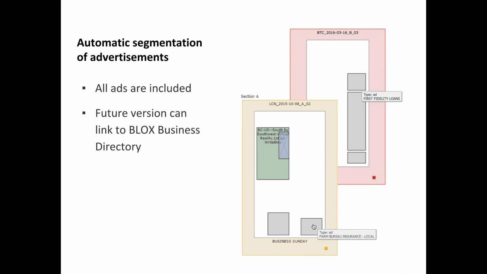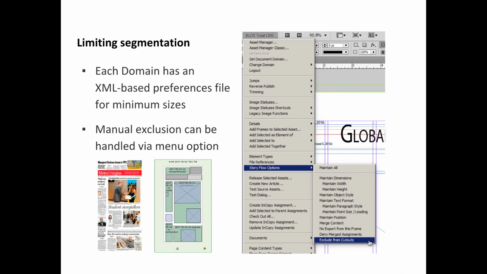So there are occasions that you need to limit segmentation, and the automatic segmentation that Adobe InDesign does with the BLOX Total CMS client can get a little carried away wanting to grab every little tidbit that's put on the page. So we have a couple different ways to solve that issue. One, every domain has a preferences file. Every site has this. All the BLOX Total CMS sites have this. They may not know about it, but it's there and it's doing its job.